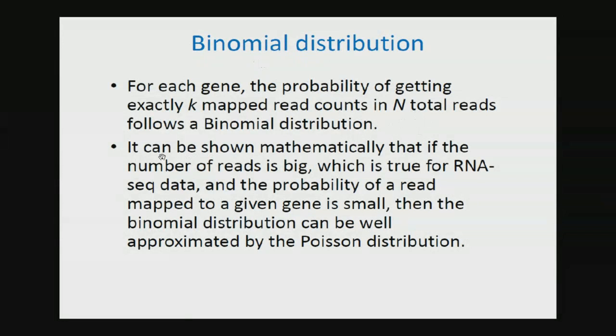And then if the number of reads is big, so you imagine that n goes to infinity, which is true for RNA-seq data, right? We get millions of reads. And the probability of a read getting mapped to a given gene is small, which is also true. Then this binomial probability mass function, after you take the limit, can be approximated by a Poisson distribution.